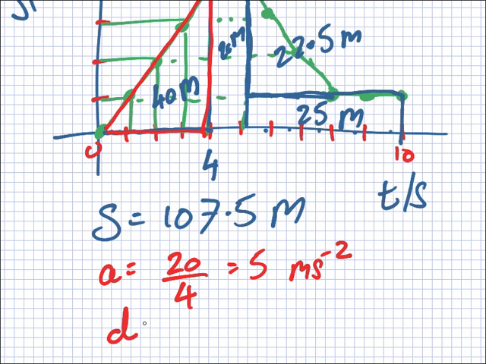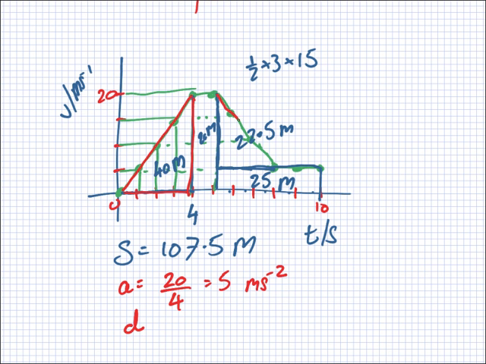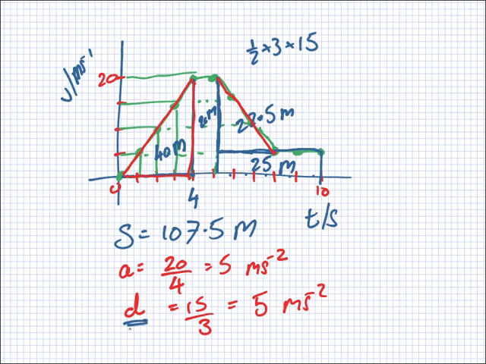And now time for this piece. Deceleration. 15 over 3. 5 meters per second squared. Now it has a minus. Well, the deceleration doesn't, but here I could say the acceleration is minus 5.